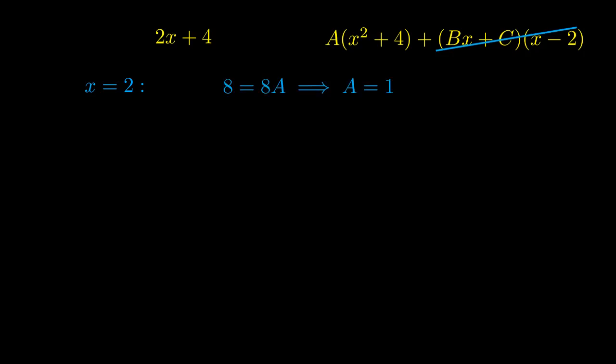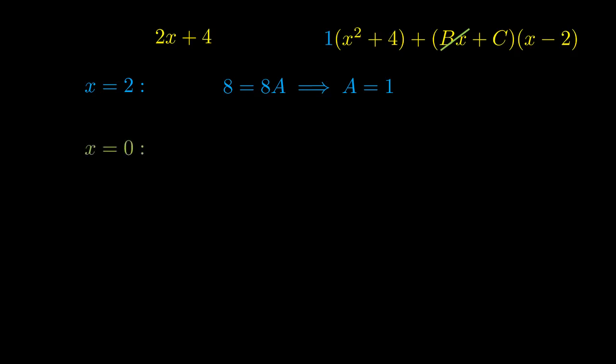Okay, and so that means that we can replace the a now with a 1. Now we want to work out b and c. Zeroing out the b is quite easy. I just put in x equals 0. So if I want to get rid of that b term, I just put in x equals 0. I sub that in. On the left, I have 2 zeros are 0, plus 4 is 4. And on the right, if x equals 0, I just get 4 minus 2c. And because 4 equals 4 minus 2c, I get c equals 0.